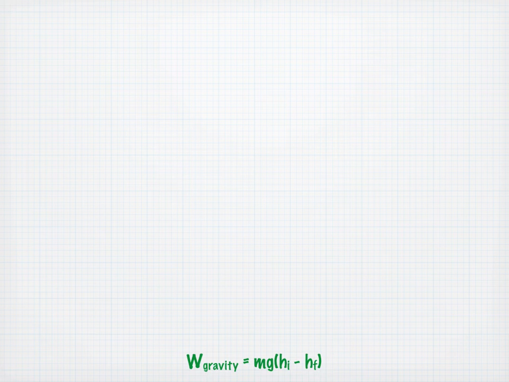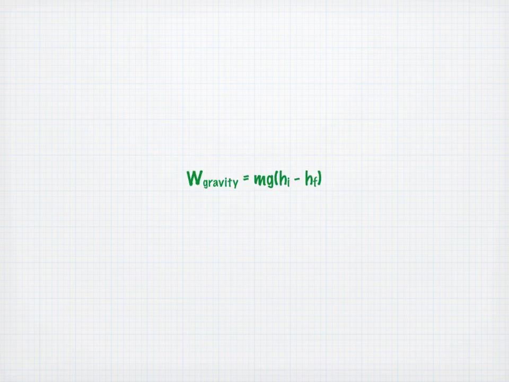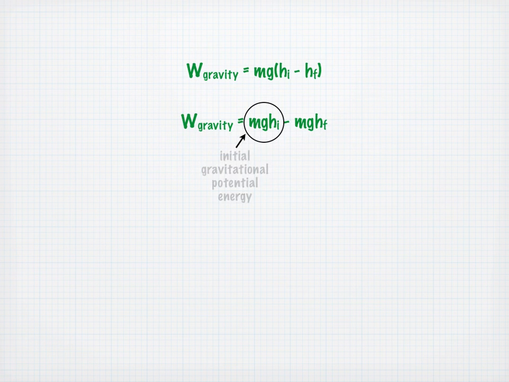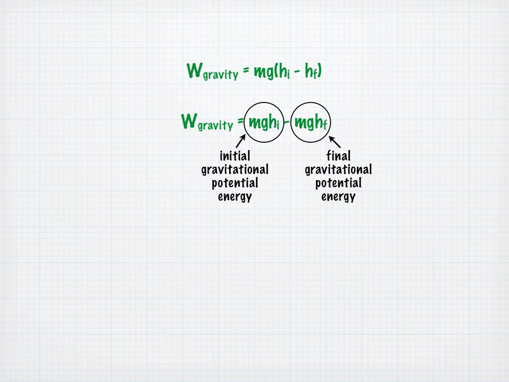Similar to the work kinetic energy theorem, this expression relates the work done by gravity on an object to the gravitational potential energy of the object. Expanding the term on the right-hand side, we can rewrite the expression in this way. These two terms on the right-hand side now give us the initial gravitational potential energy of the object and the final gravitational potential energy of the object.